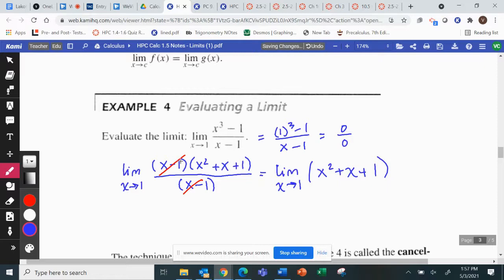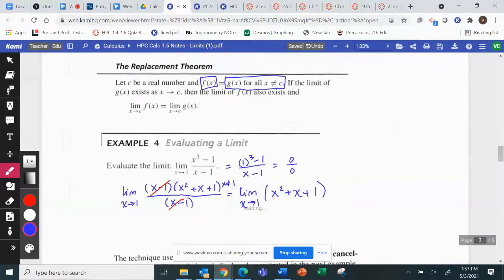So in this equation, once those cancel out, x cannot equal 1. That's what they were talking about up here, where they said f of x is equal to some other equation where x does not equal that c. So if we find the limit of this second equation, it's going to be exactly the same as the limit for the original equation.